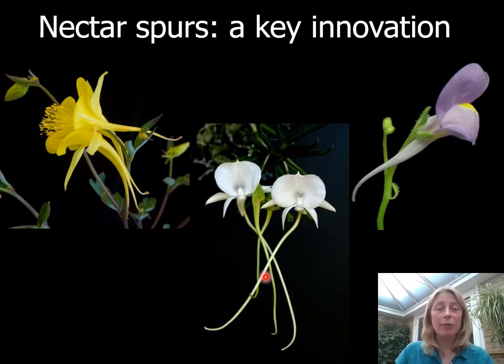The orchid here in the middle has extremely long nectar spurs. This is Angraecum, it was known as Darwin's orchid, because it was Darwin who first proposed that there'd be a moth with a tongue long enough to access the nectar right down there at the base of the spur. And then top right, the flower that I'm actually going to talk about today, this is a toadflax, a Linaria species, and again we've got a single long nectar spur with the nectar held here at the base.